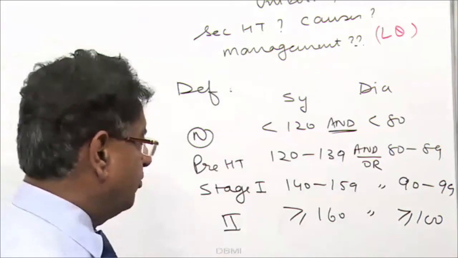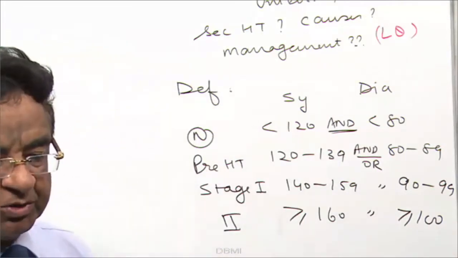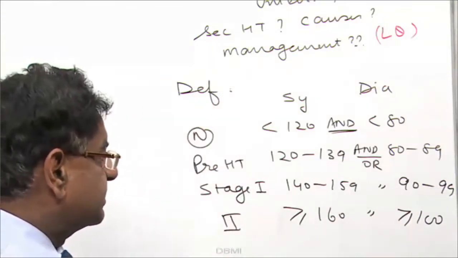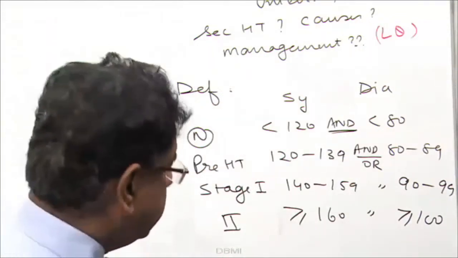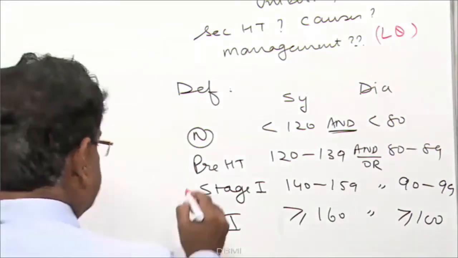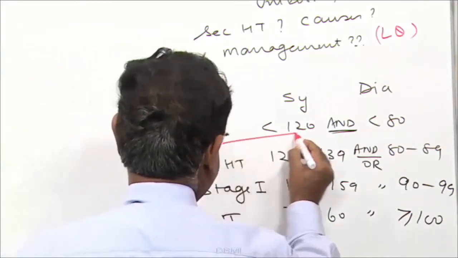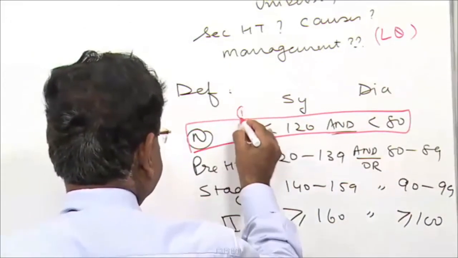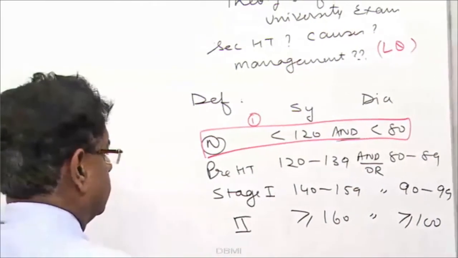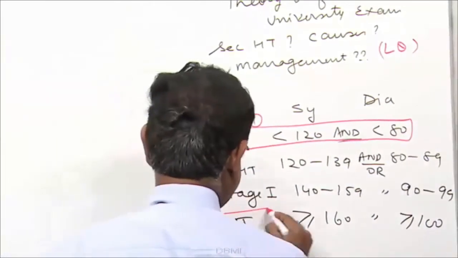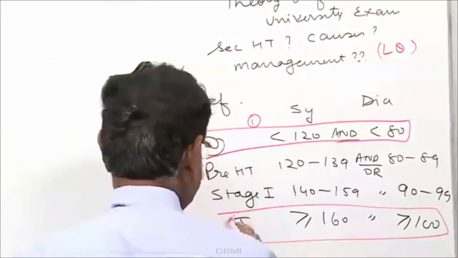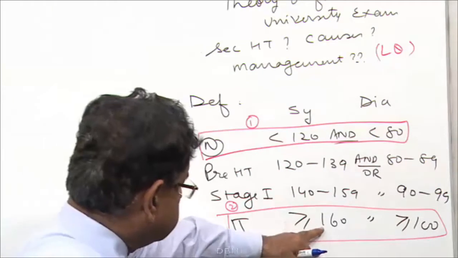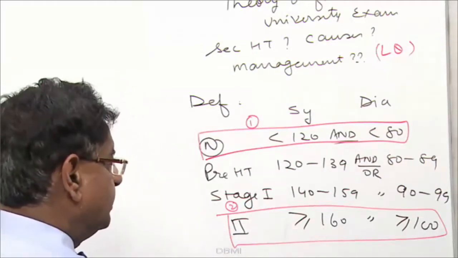First you note down, I hope, then I'll tell you what question is going to ask you. The theory question, if it comes, you have to write the definition like this. Now, the MCQ is, there are two MCQs. First MCQ, normal BP is below 120 and below 80, circle number 1. And stage 2, so-called severe hypertension, is above 160. This is circle number 2.